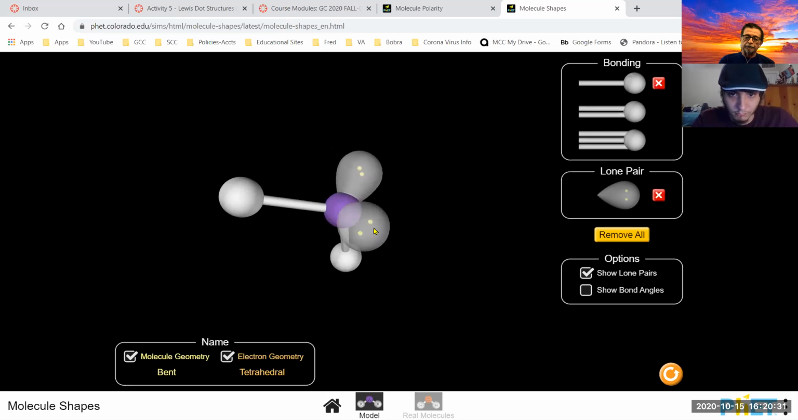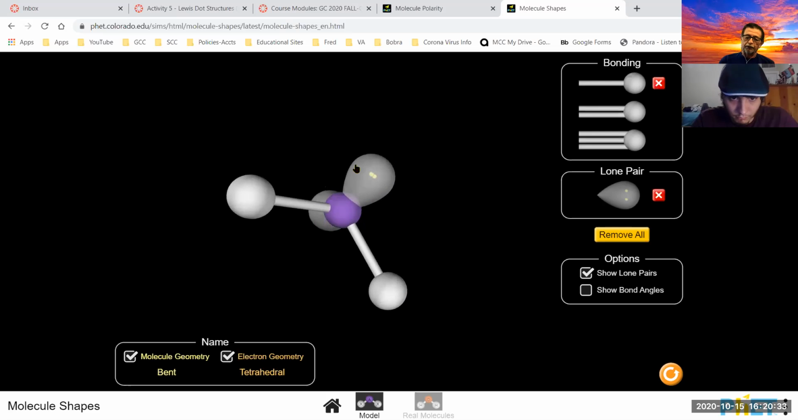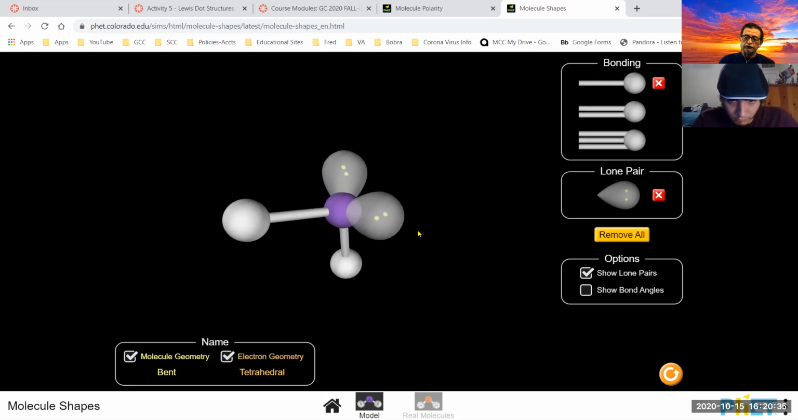Now we have the bent configuration with two lone pairs on the central atom. So those lone pairs have a lot to do with the configuration of the molecule and what type of configuration it has.